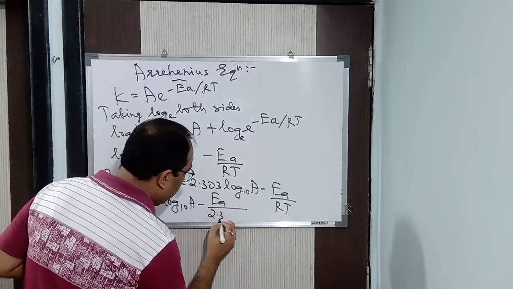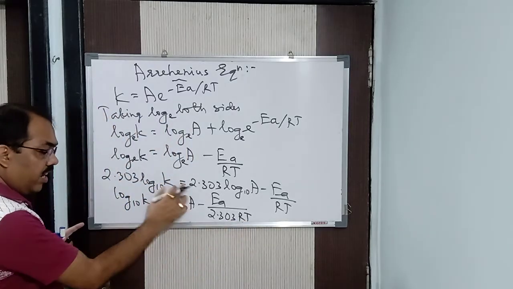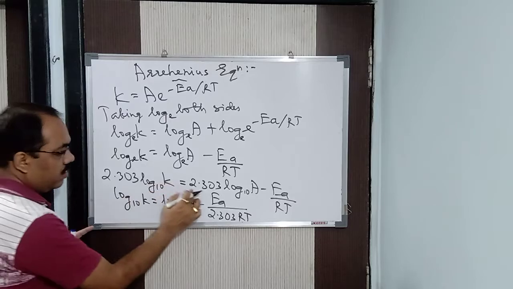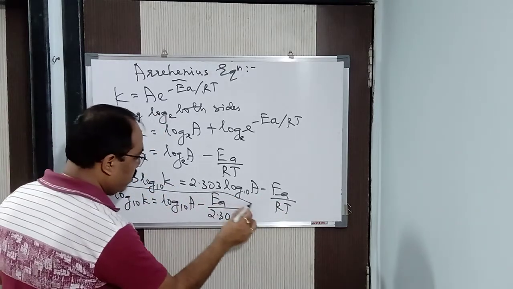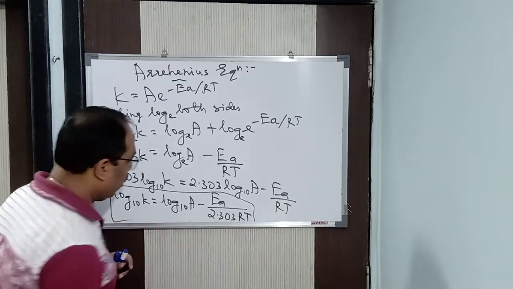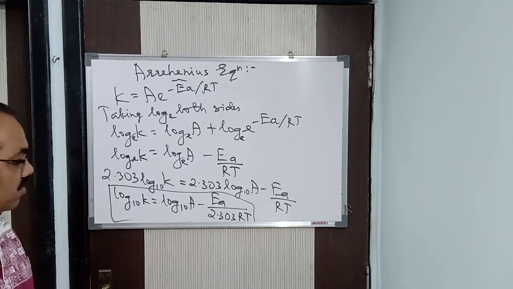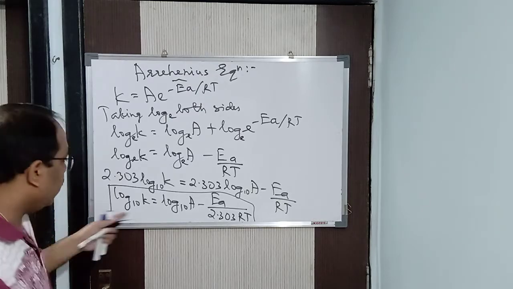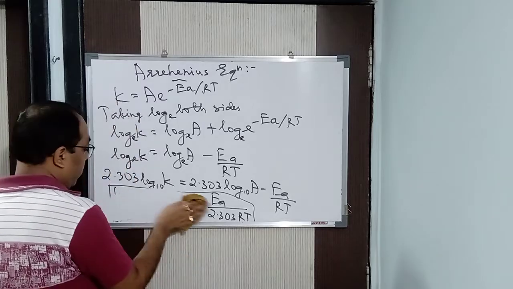Ea by 2.303 RT. I am dividing 2.303, so here it cancels, here it cancels, here it is minus Ea by 2.303 RT. This is your formula in the logarithmic form: log base 10 k is equal to log base 10 A minus Ea by 2.303 RT. Generally we use this formula to do the numericals. Basically we use this formula.